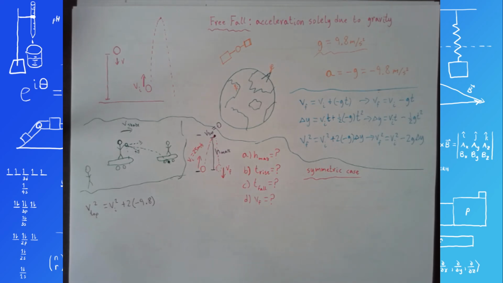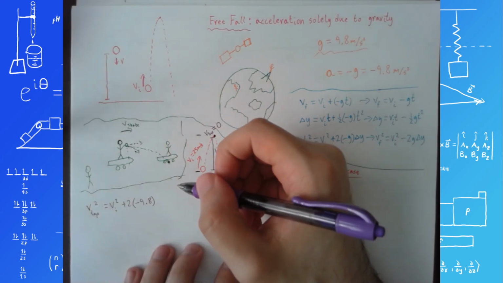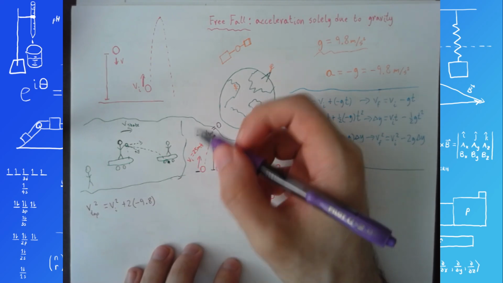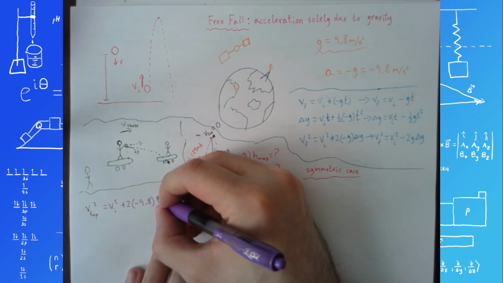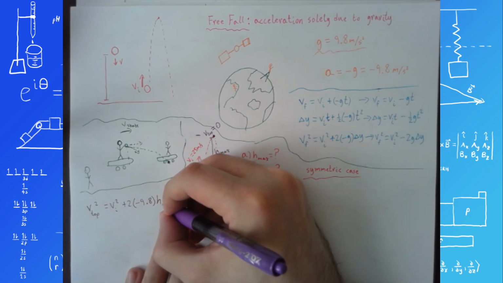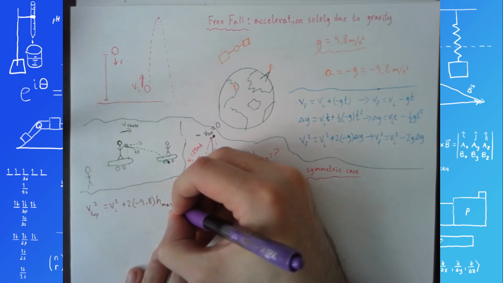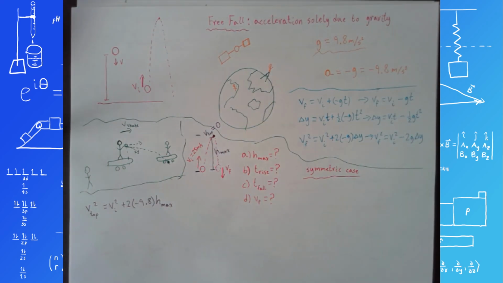We need to be careful when defining our vertical displacement because sometimes we're on the way up and other times we're on the way down. But yeah, delta y in this case is going to be equal to positive h max. Okay, let me go ahead and substitute.